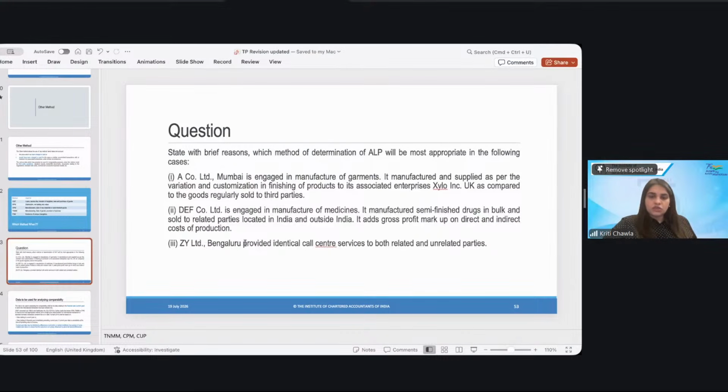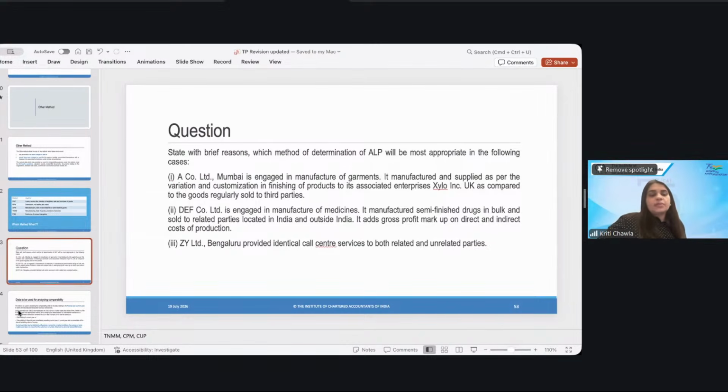ZY Limited Bangalore provided identical call center services to both related and unrelated parties. Now, this is a classic example of the CUP method that can be used here, the comparable uncontrolled price method, because they have provided information on both the related party, and they have been provided information for the unrelated party also. So, this is where a CUP method could be applicable.